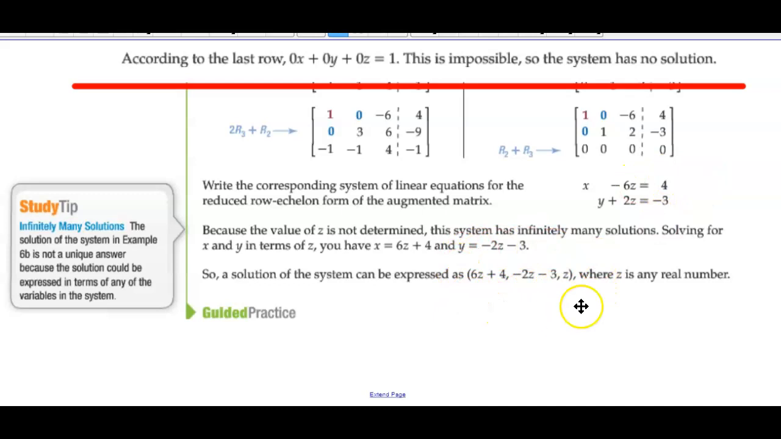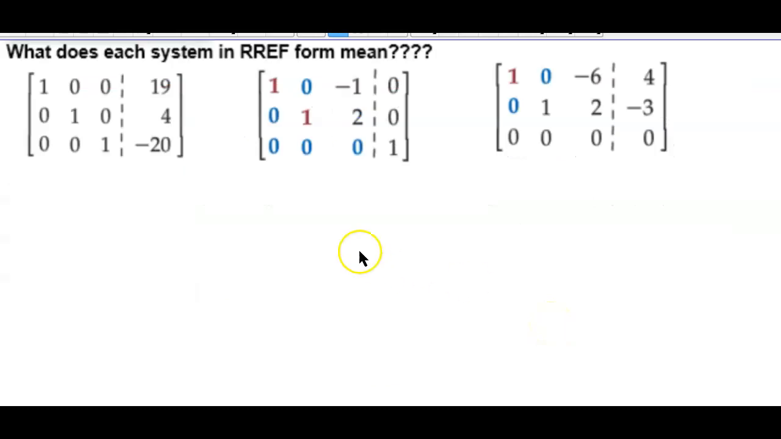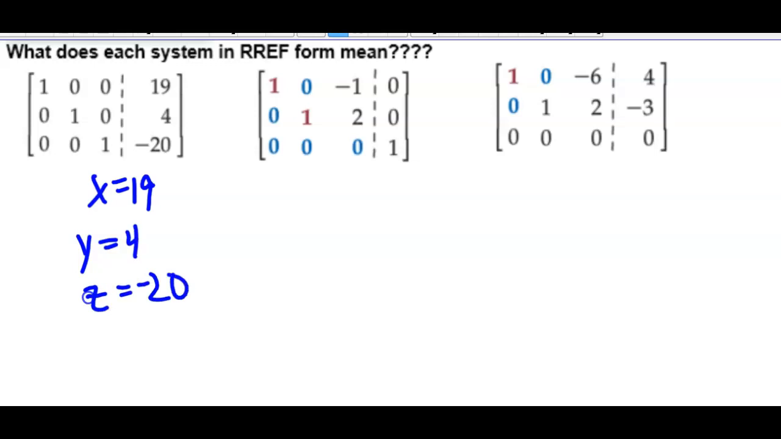In a normal year, we would do and practice that, but this year we're not going to worry about it. So if you want to practice some of those, you certainly can. But what does this mean? Well, this one solves x equals 19, y equals 4, and z equals negative 20. So you just have 19, 4, negative 20.